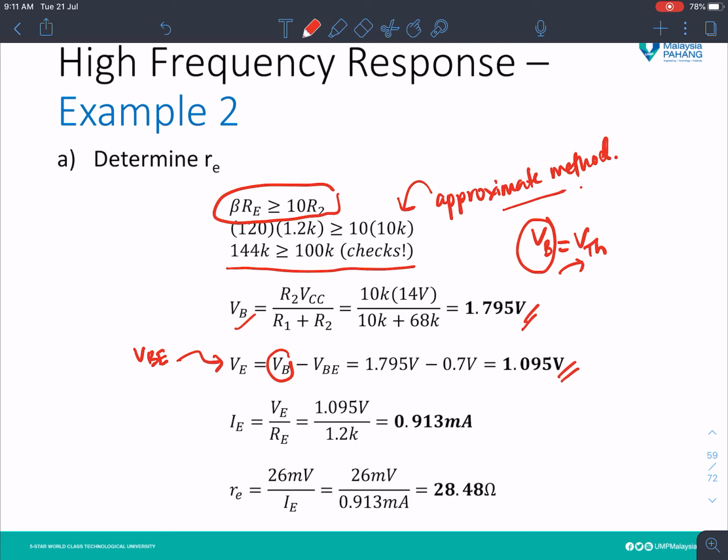Then I get 1.095 volt. When I get VE, I can get IE. So IE equals VE over RE, and the current is 0.913 milliampere. And finally, calculate the re. So we get 28.48 ohms.